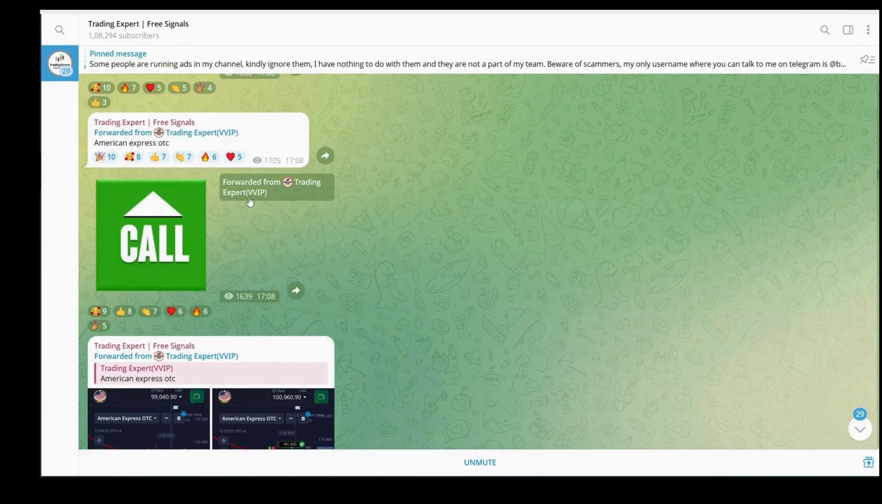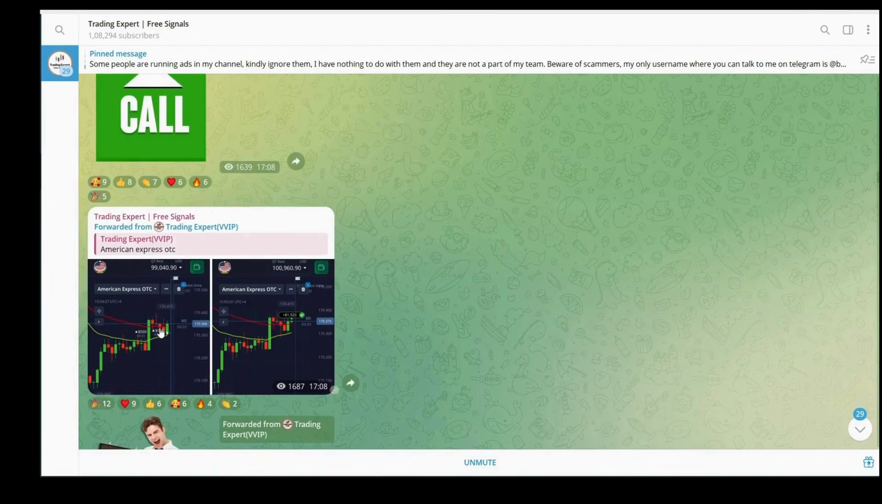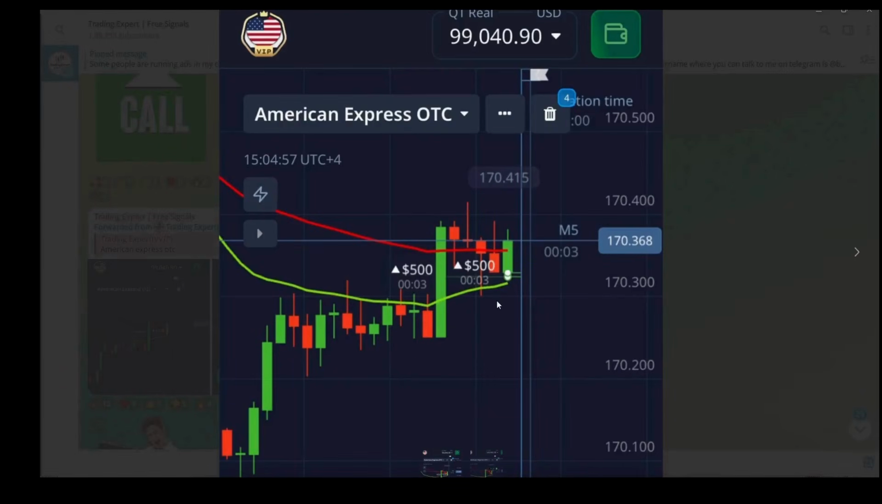Now let's move on to the next trade, which was again on American Express OTC, but this time for the upside move. The logic behind this trade was that although there was a previous downtrend, this green candle broke the trend and also broke above the moving average. After that, 4 red candles were formed, but they were not able to fully engulf the green candle. This showed buying strength. Since the moving average was also supporting the price, we provided a call signal, and this trade resulted in a very good win.